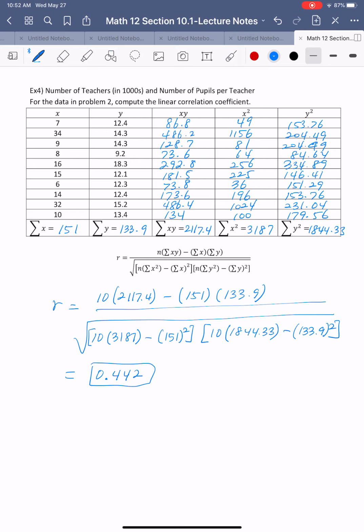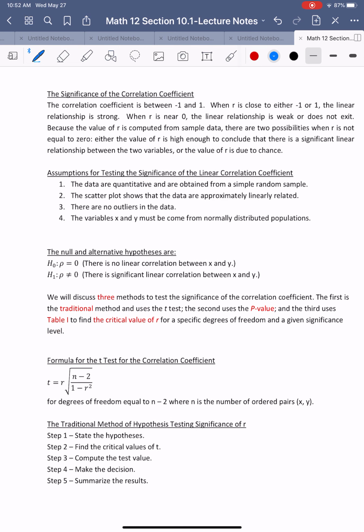Okay, all right. So let's look at the significance of the correlation coefficient. The correlation coefficient is between -1 and 1. So when r is close to either -1 or 1, the linear relationship is strong. When r is near 0, the linear relationship is weak or does not exist, because the value of r is computed from the sample data. There are two possibilities when r is not equal to 0. Either the value of r is high enough to conclude that there is a significant linear relationship between the two variables, or the value of r is due to chance.